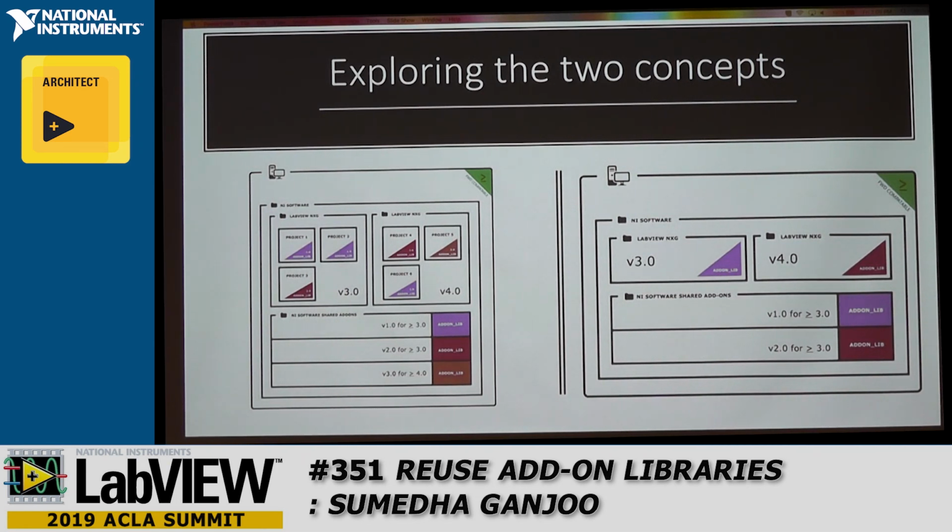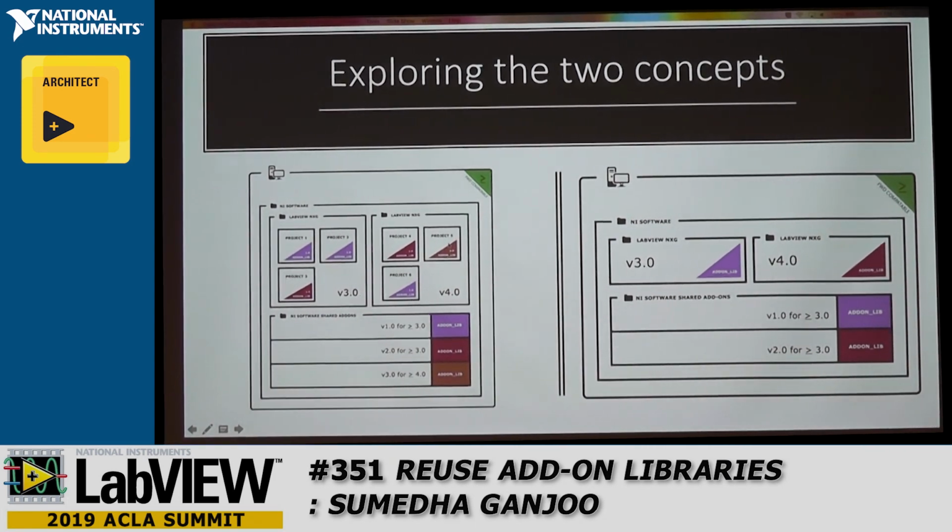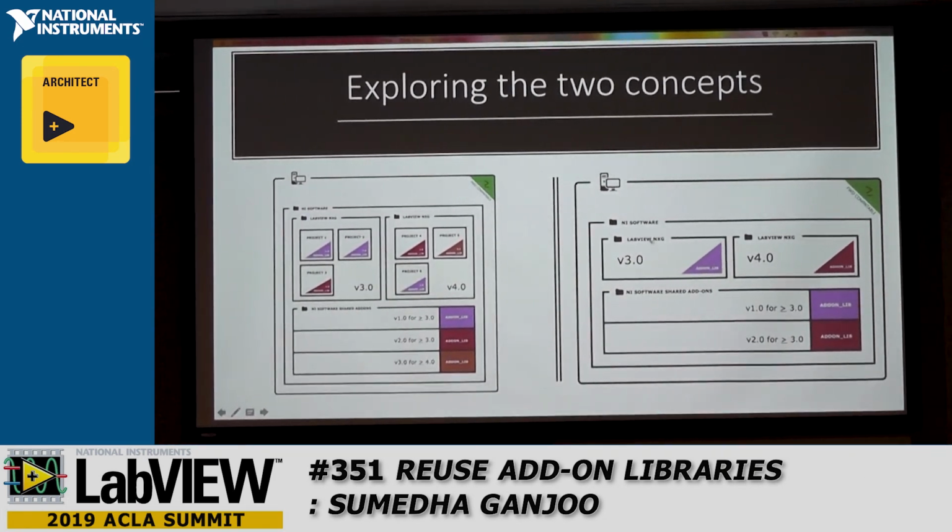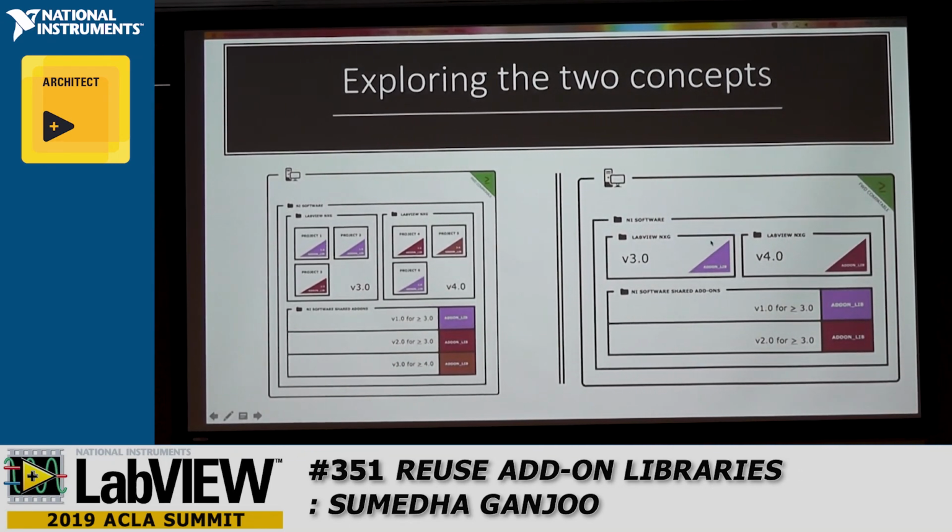These are the two we're talking about, just sharing that it is in the research phase. What this concept explains is there are multiple projects within each version of LabVIEW and NXG. You can see these two projects within LabVIEW and NXG version 3.0 depend on version 1.0 of the add-on library, and then project 3 in LabVIEW and NXG version 3.0 depends on a different version of the add-on library. And then in LabVIEW and NXG 4.0, project 4 depends on version 2 of the add-on library, but other projects are dependent. So basically project level dependencies, versus here you have LabVIEW and NXG level dependencies, which is similar to how packages are today. So these were the concepts that we were walking through and now we're exploring further.